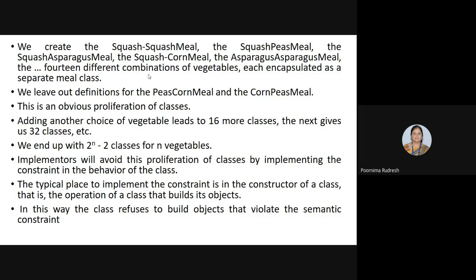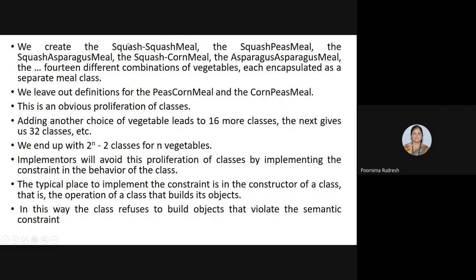Means even for a system, if 4 classes are sufficient, but instead of just creating 4 classes we are creating 20 classes, 50 classes, like that. And that problem is said to be a proliferation of classes problem. Understood? Here, why does this example lead to the proliferation of classes problem?